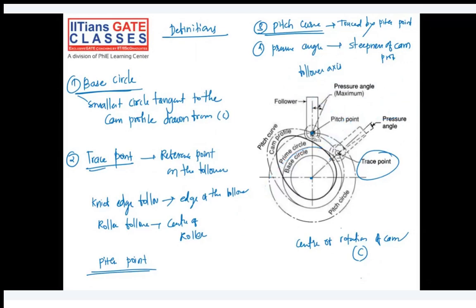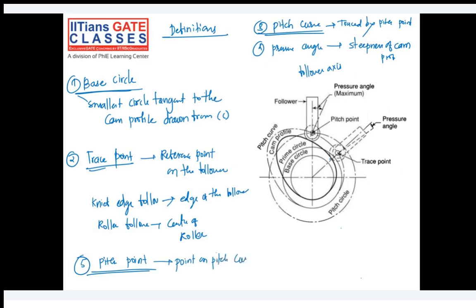Next definition is pitch point. Pitch point is a point on the pitch curve at which the pressure angle is maximum. Because as I said, the steepness of the cam profile varies from one location to another, so the pressure angle varies from some maximum value to a minimum value. The point on the pitch curve at which the pressure angle is maximum is called the pitch point.